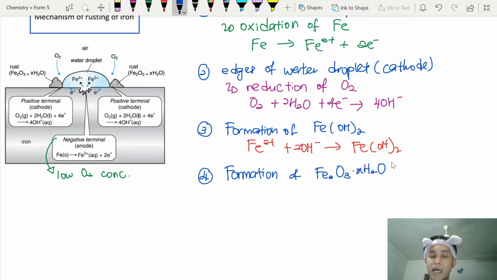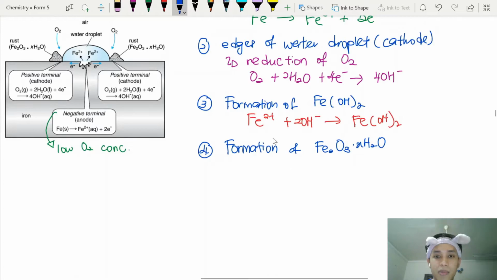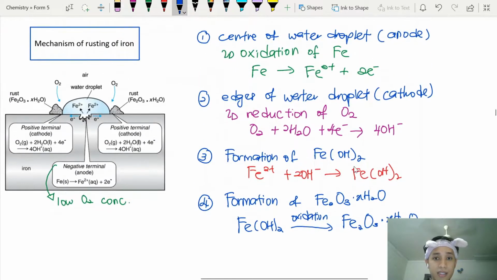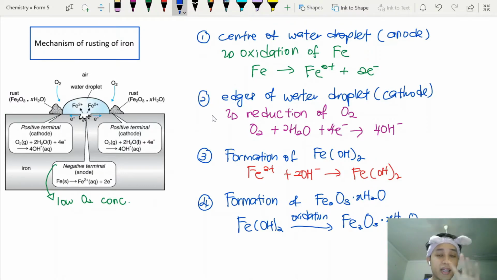The part behind here is just telling us the number of water molecules that we have in the iron oxide. So basically what is happening here is that your iron hydroxide will further undergo oxidation to form Fe2O3, with a dot in the middle. So basically that is it. I've summarized the whole mechanism into these 4 stages, so it's easier for you to see.